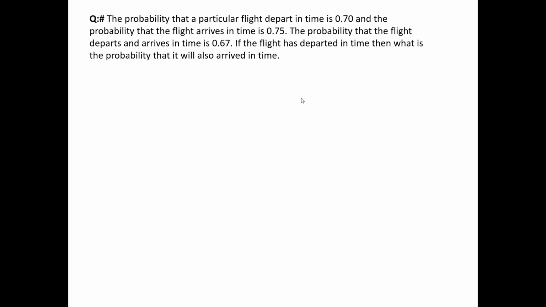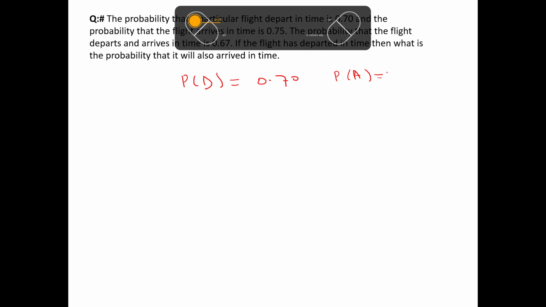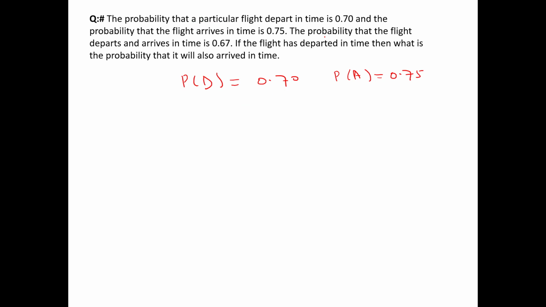Okay, there is another example. The probability that a particular flight departs on time. Let's suppose we denote departure with D, it is 0.70. And the probability that the flight arrives on time. Let's suppose A represents arrival, which is 0.75. The probability that the flight departs and arrives, so you can see this "and", is 0.67. So you can write the probability of depart and arrive is 0.67.